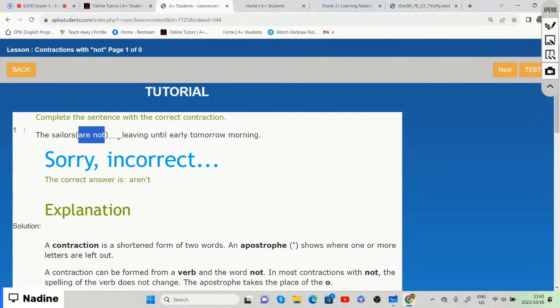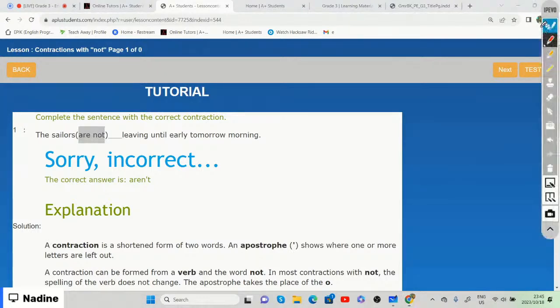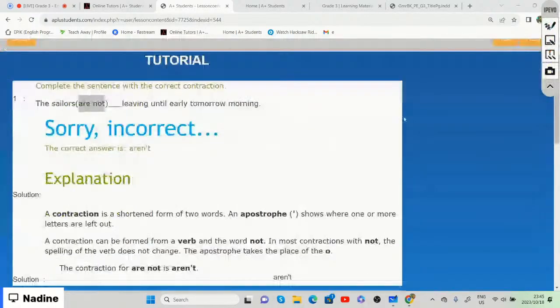All right, so if we write the contraction of are not, remember we also need to add the N, because we're only leaving out the O and putting the apostrophe in place of the O, right? So we leave the R there. We add the N for not, but we're not going to write the O. We put the apostrophe in its place, and then we write the T. So that's aren't. So the sailors aren't leaving until early morning. Yes, well done.